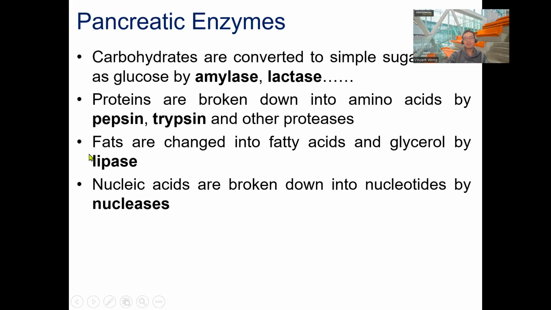Right? So fat is not broken down until we get to the duodenum. Like carbohydrates first initially got broken down in the mouth, proteins first initially got broken down in the stomach, and fats doesn't happen until we get to the duodenum. The nucleic acids need to be broken down into nucleotides by nucleases. All right, so there are all these bolded words. They are different kinds of enzymes that you will find in the pancreatic juice.